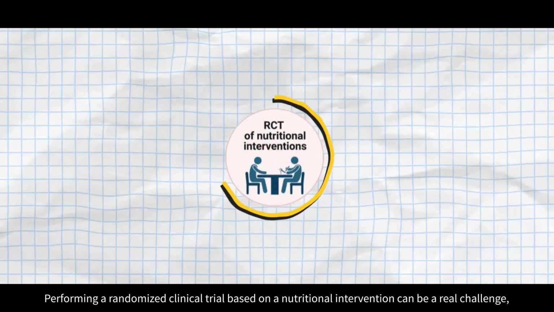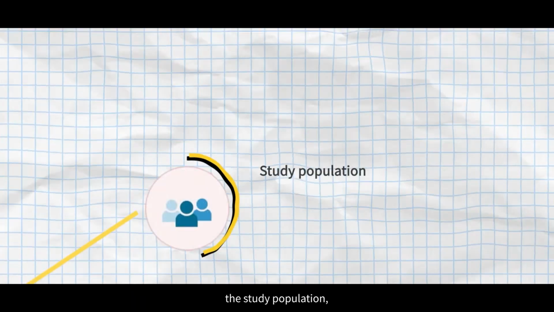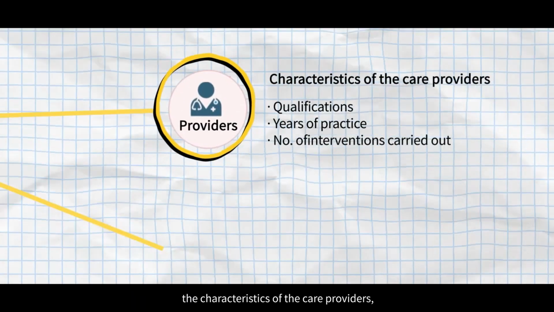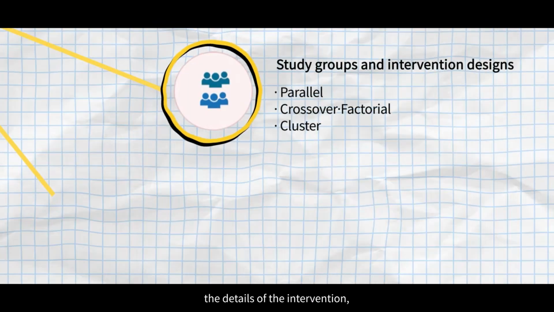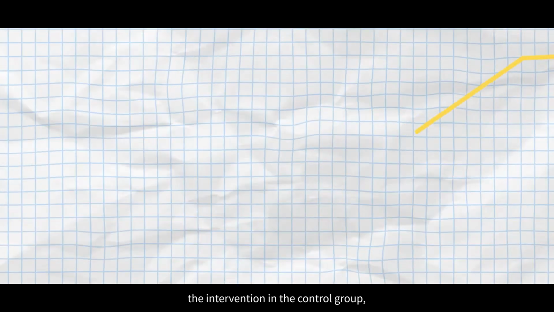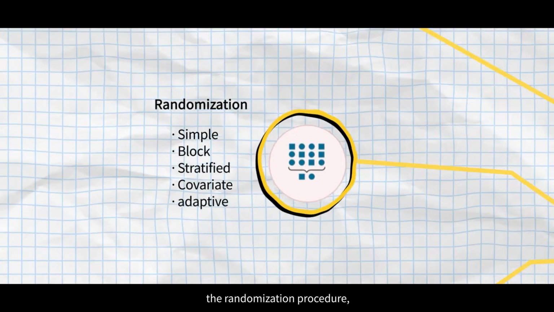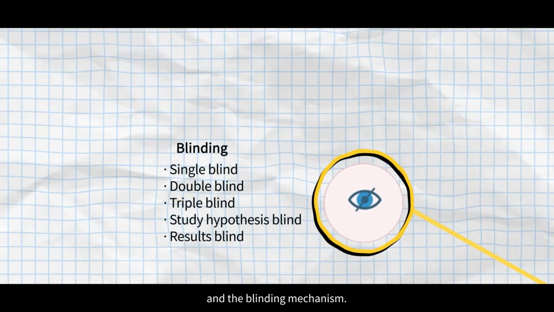Performing a randomized clinical trial based on a nutritional intervention can be a real challenge, so before starting one, it is necessary to consider different aspects. These include the study population, the characteristics of the care providers, the study design, the details of the intervention in the control group, the randomization procedure, the blinding process, and the blinding mechanism.